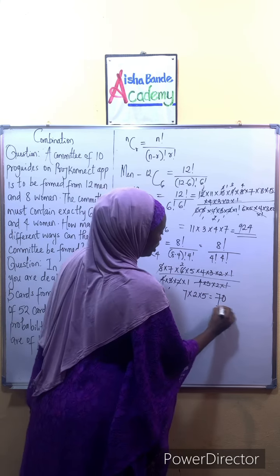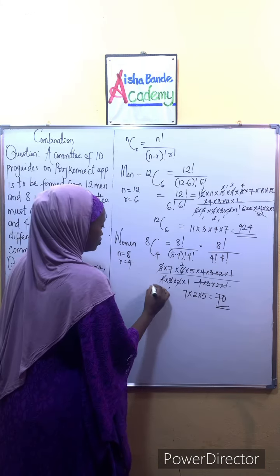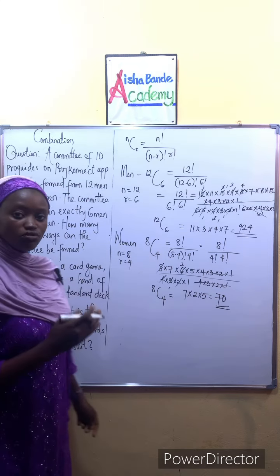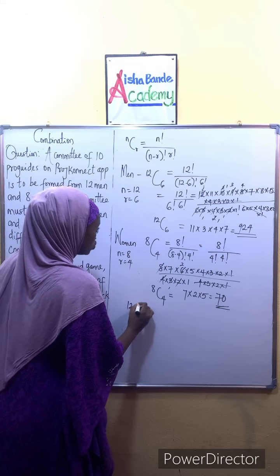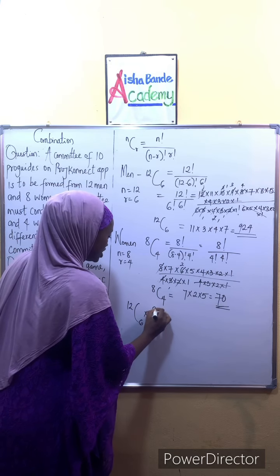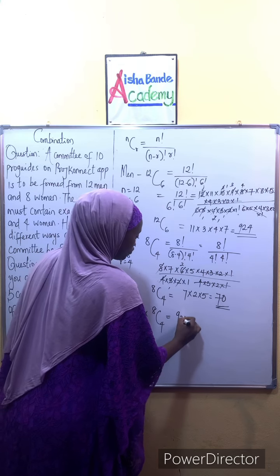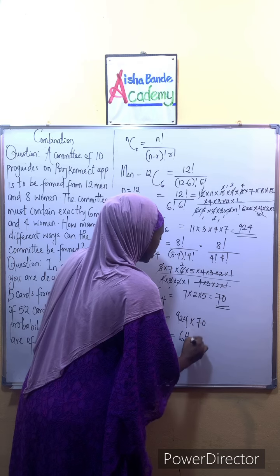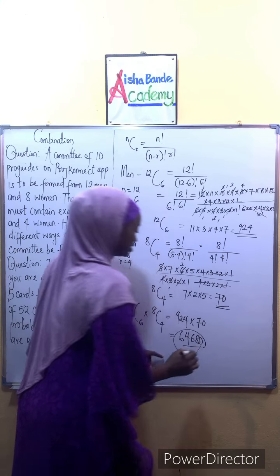Okay, so we have the combination for women to be 70. So our 8 combination 4. So now we've gotten the combination for men and also combination for women. So all we need to do is to say 12 combination 6 times 8 combination 4. This is equal to 924 times 70, which is 64,680. So this is the final answer.